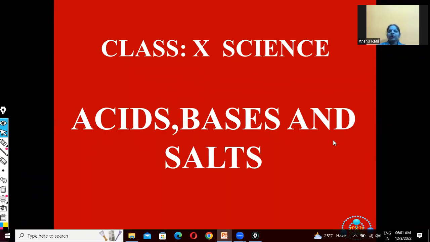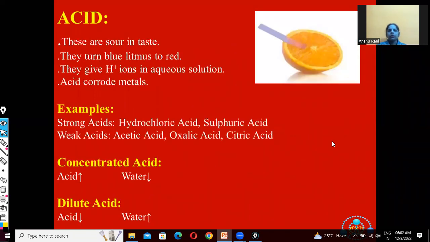Hello children, today we are going to discuss the chapter Acids, Bases and Salts. This is the second chapter of the NCERT book of class 10. Let's know what acids are.